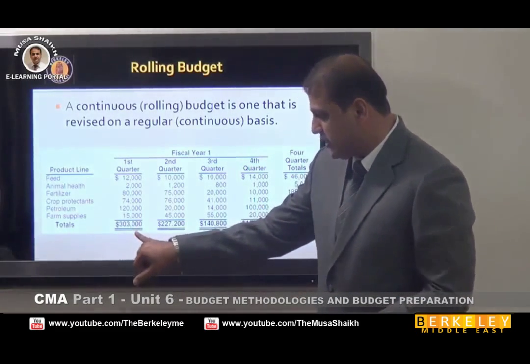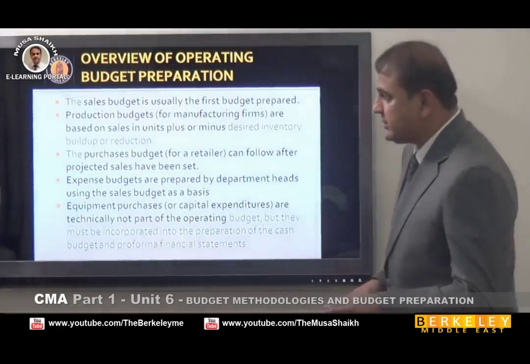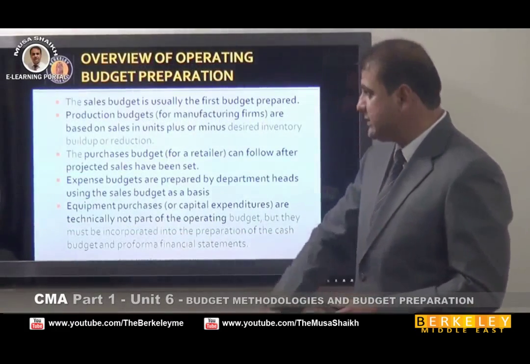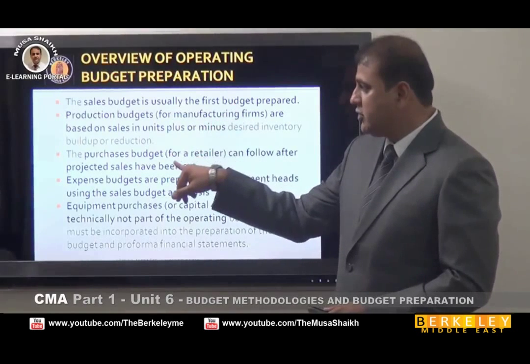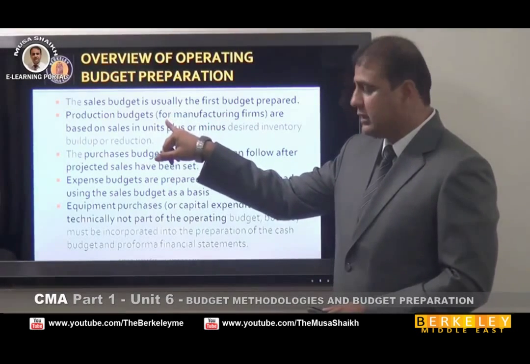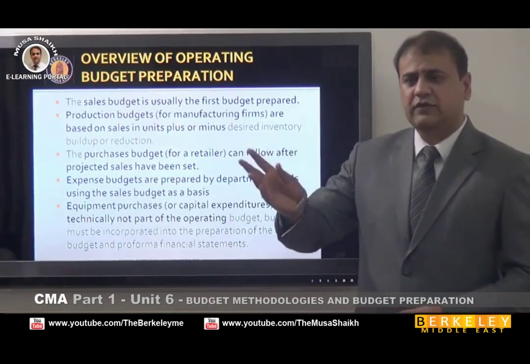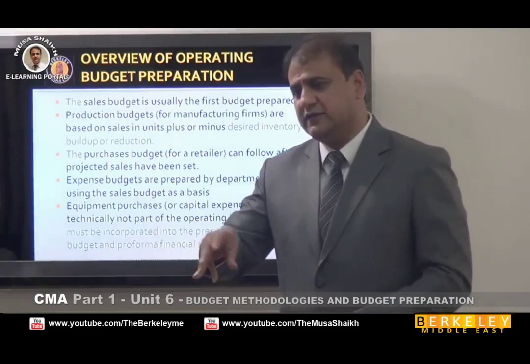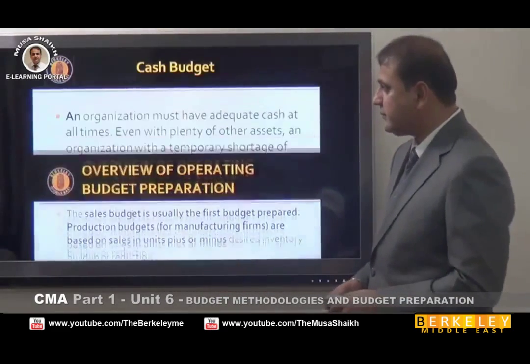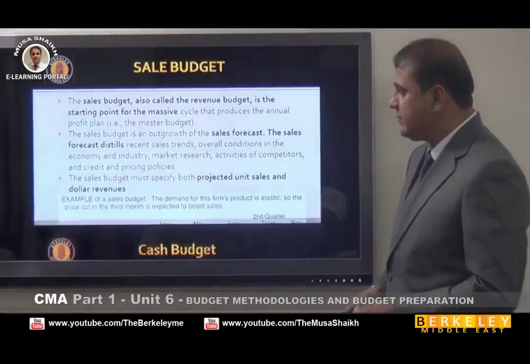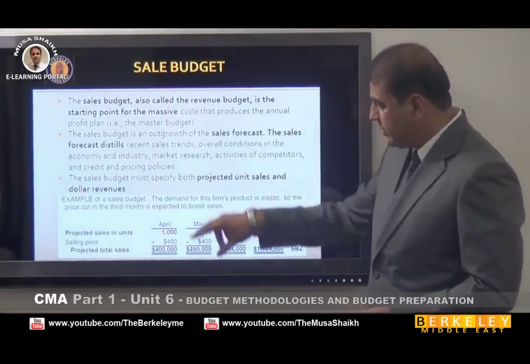If you see, first quarter it was some other amount, second quarter another. Let's talk about the sequence as I showed you in the diagram. The sales budget is usually the first budget, followed by the production budget, then purchase, and after that there is no flow, but it will finish on the income statement, and the first budget in financial will be the cash budget. Cash budget is a summary of inflow and outflow. Let me show you how the sales budget looks.